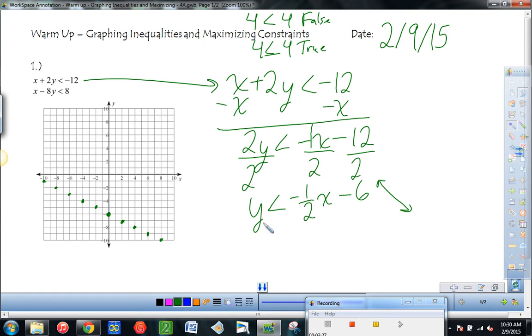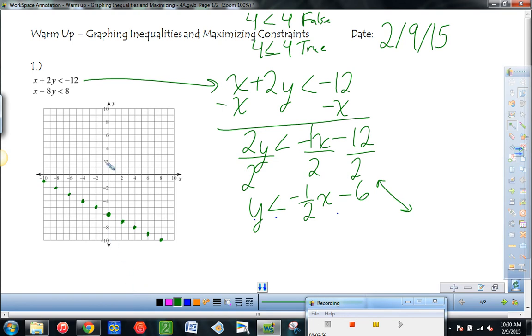So, look at your y-axis. Where is your y value? How do you know which side it is? Look at your y-axis only. Where are your y values smaller than your line? Underneath. Does that make sense?